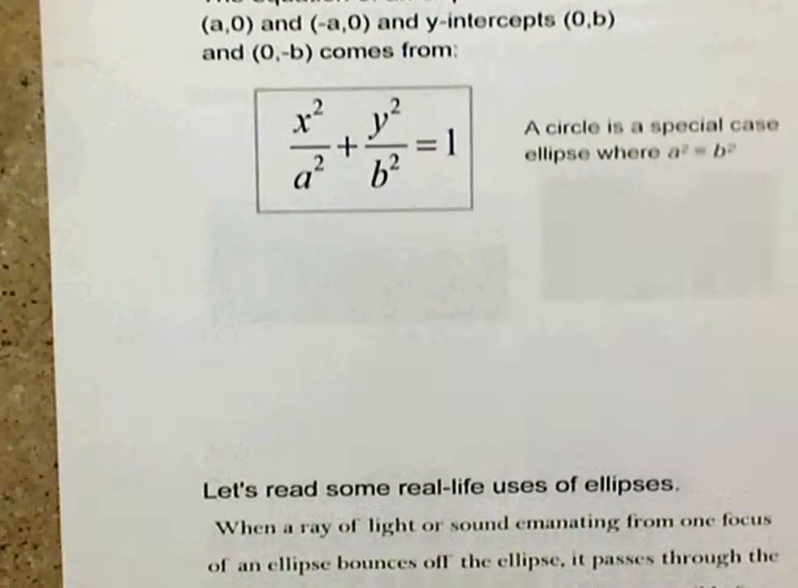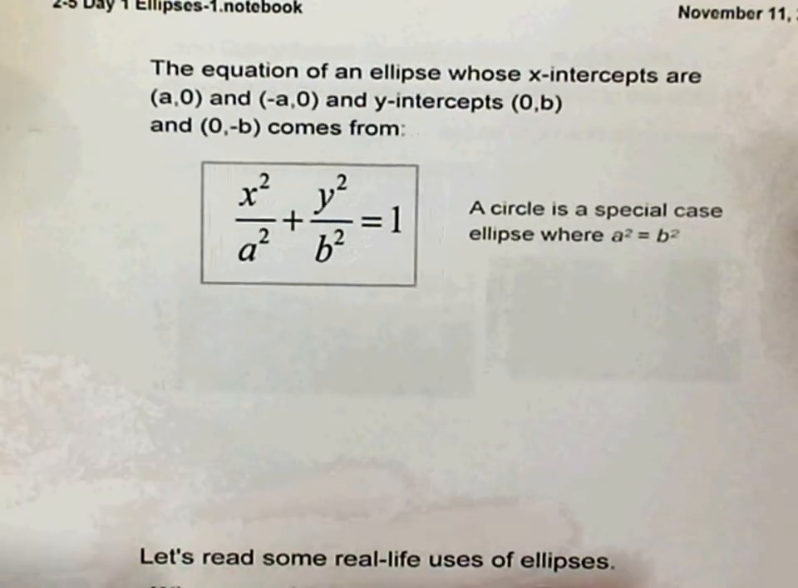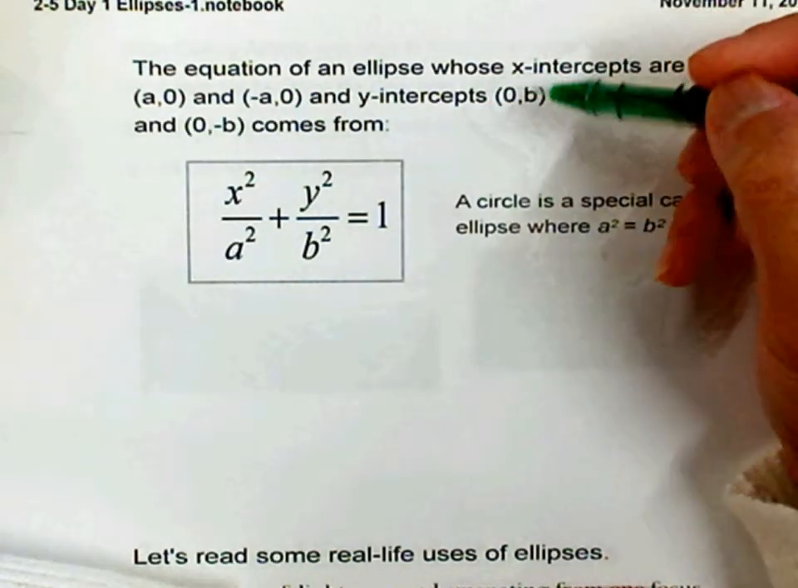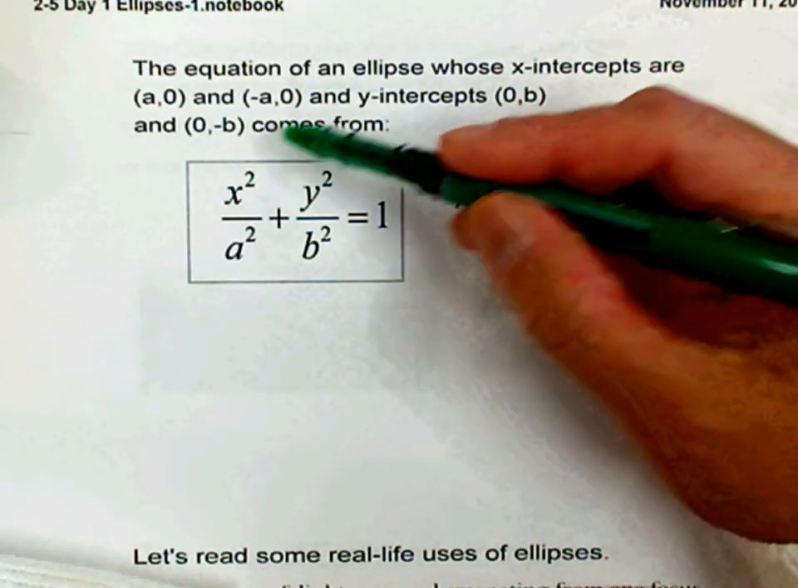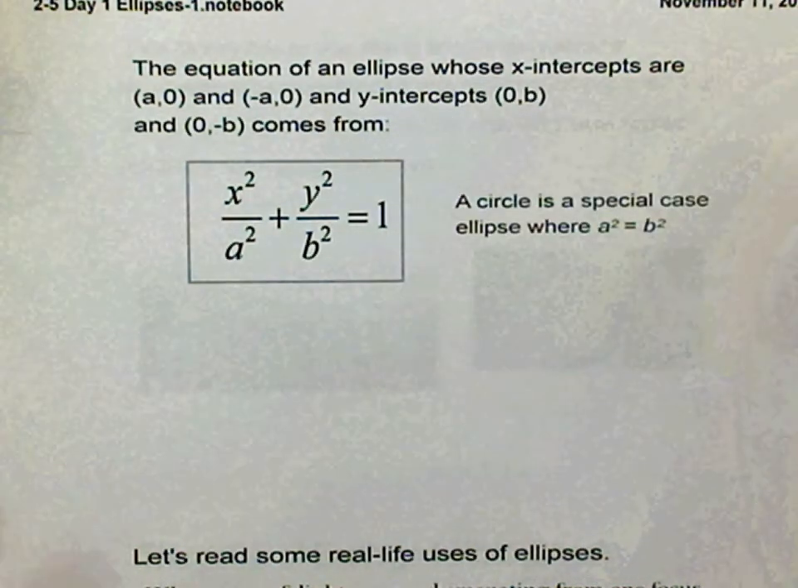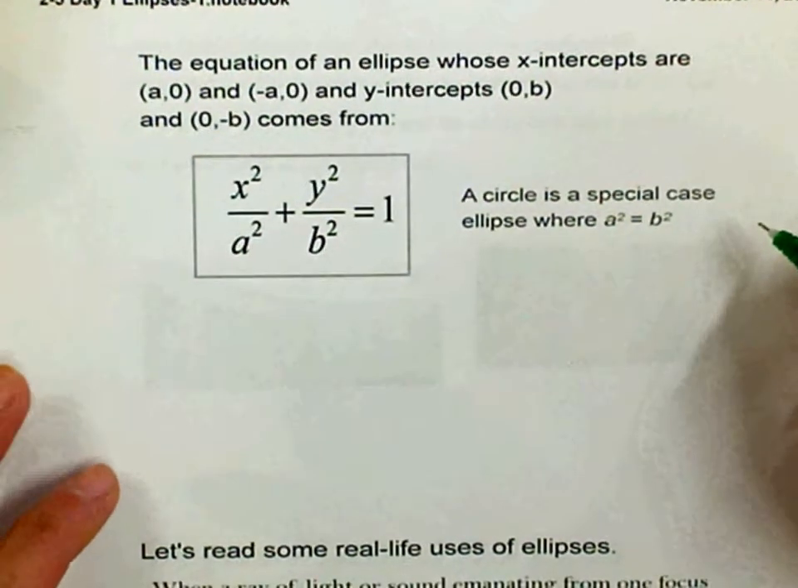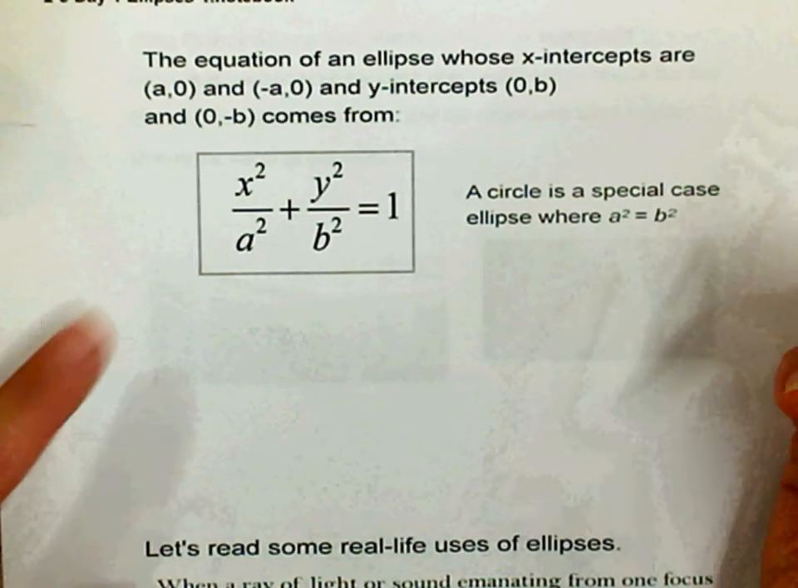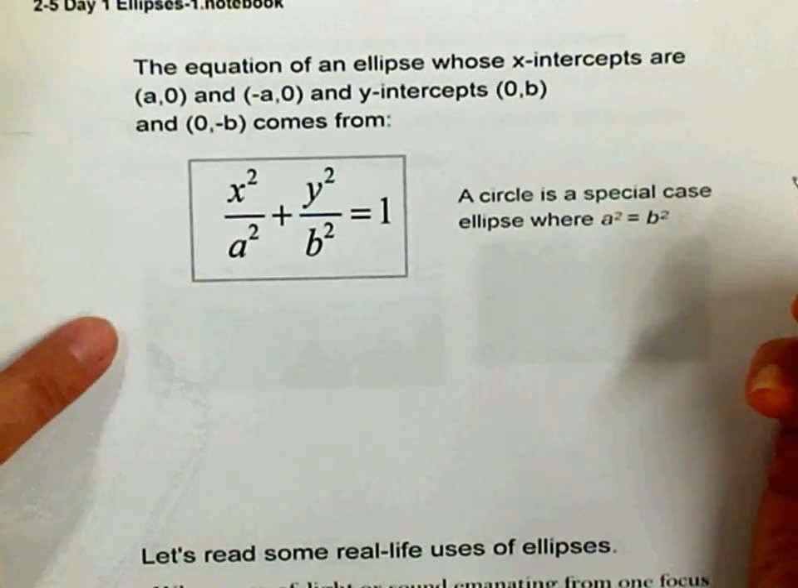All right. The equation of an ellipse whose x-intercepts are (a, 0) and (-a, 0), and y-intercepts (0, b) and (0, -b) comes from the following. A circle is a special case of an ellipse. So this is the formula that you guys are going to use, okay? But then I'm going to add a little bit as well.